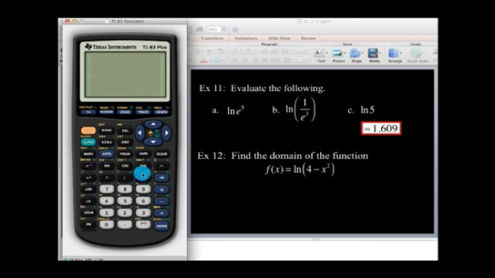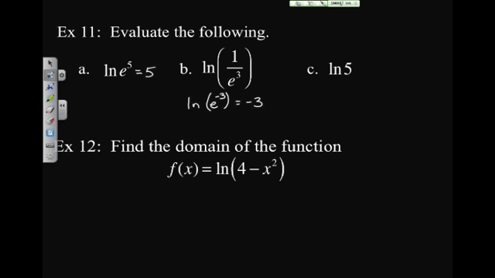For example 11 part C, we want to take the natural log of 5. If you'll notice right underneath the log button, or right next to the 4, we have the ln button, which remember is log base e, and we call that the natural log. So we're just going to type in ln and then the 5, close our parentheses, and hit enter, and notice we get 1.609.